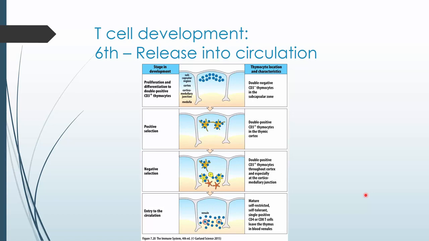So negative selection, both with B cells and T cells, is a control measure so that we don't have any self-reactive cells. Or at least that's the hope.